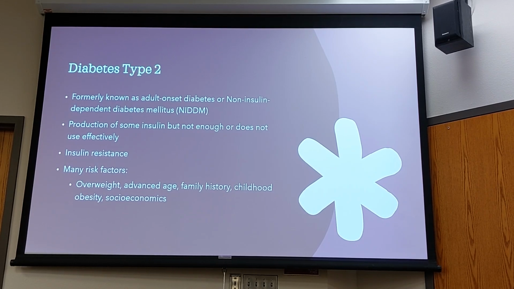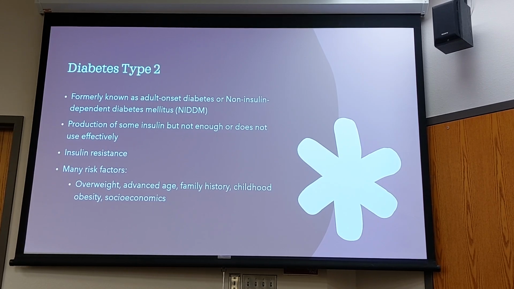So risk factors: overweight, advanced age, family history, again, and some that could be lifestyle that we learned through our family. Childhood obesity and socioeconomic factors, so food desert type situations where all you really have are those high carb, high sugar type foods, processed foods that spike our glucose a lot.